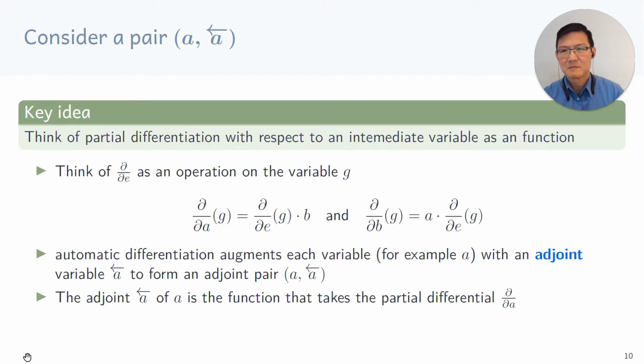Recall that we had this idea of the dual number. We can think of differentiation with respect to an intermediate variable as a function. You think of the operation d by dE as an operation on the variable G. So the equations on the previous slide can be thought of as the partial derivative with respect to A being equal to the partial derivative with respect to E multiplied by B.